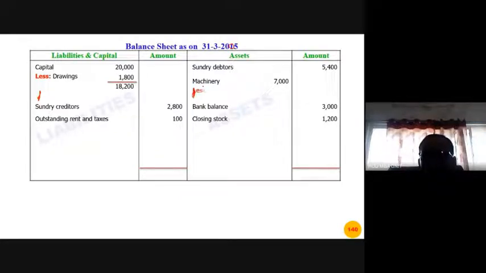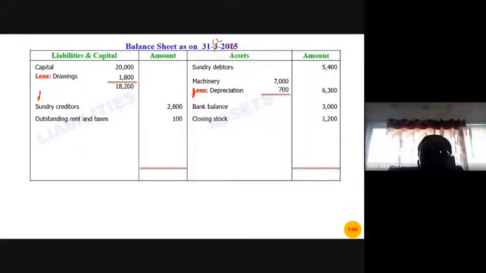Less depreciation, 700. 7,000 minus 700, 6,300. 6,300 is the value of machinery as on 31st December 2005. All of you write it, make it correct.